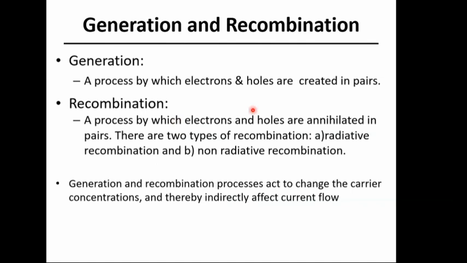Okay, so now that we have talked about everything concerning the diffusion current and how we can obtain the neutrality equation, we come to the next topic, which is generation and recombination.